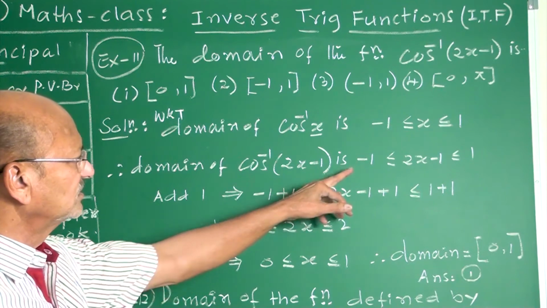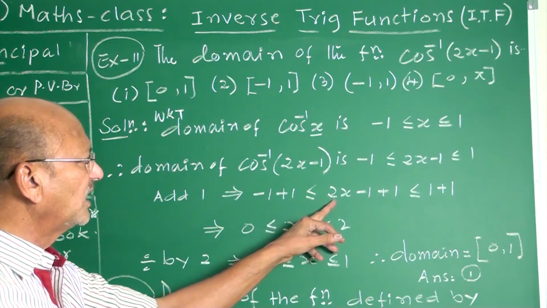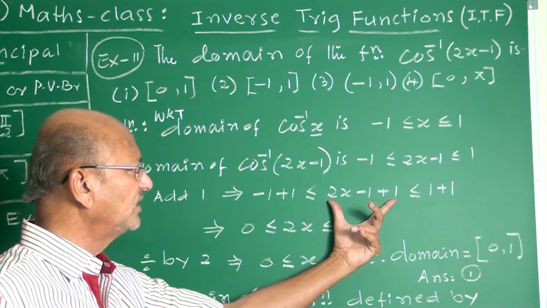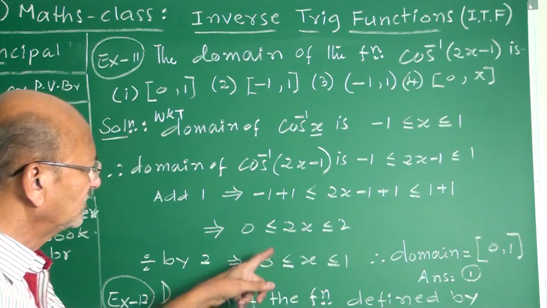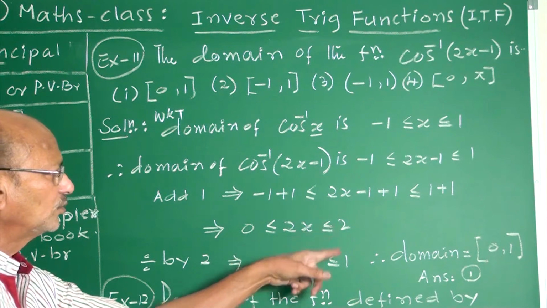For that, first add 1 to each term. Add 1, add 1, add 1. Simplify: 0, 2x, 2. Then you have to divide by 2. Divide by 2: 0 by 2, 2x by 2, 2 by 2.